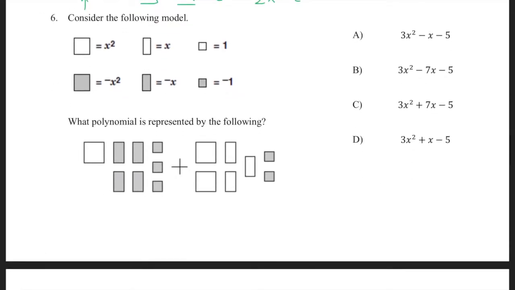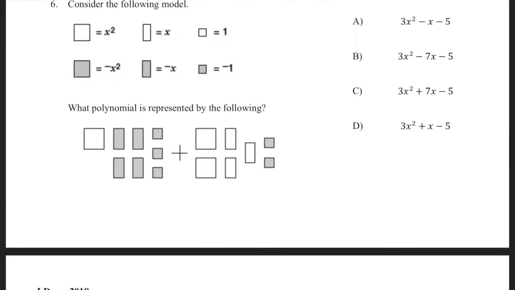All right, number 6 says consider the following model, and you can see that we have x squared, x and 1, negative x squared, negative x and negative 1. Which polynomial is represented by the following? Well, the square box is an x squared. The 4 colored bars are negative x's. The 3 colored squares are negative 1's.